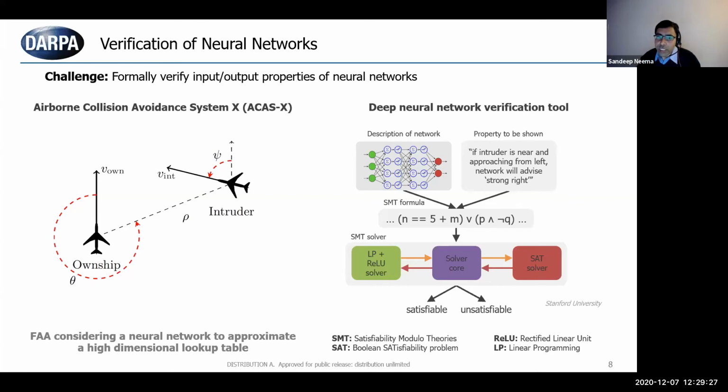This is if the intruder is near and approaching from left, network will always advise strong right. The way these kinds of approaches are working, they take a specification like that along with the description of the network and translate it down to, in this case, an SMT representation. There are other folks who are just recasting that as an LP problem and solving it using that tool.